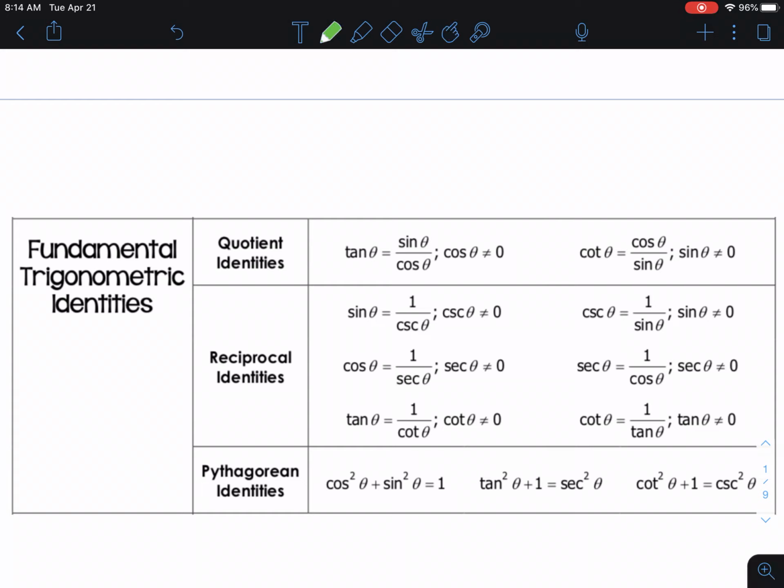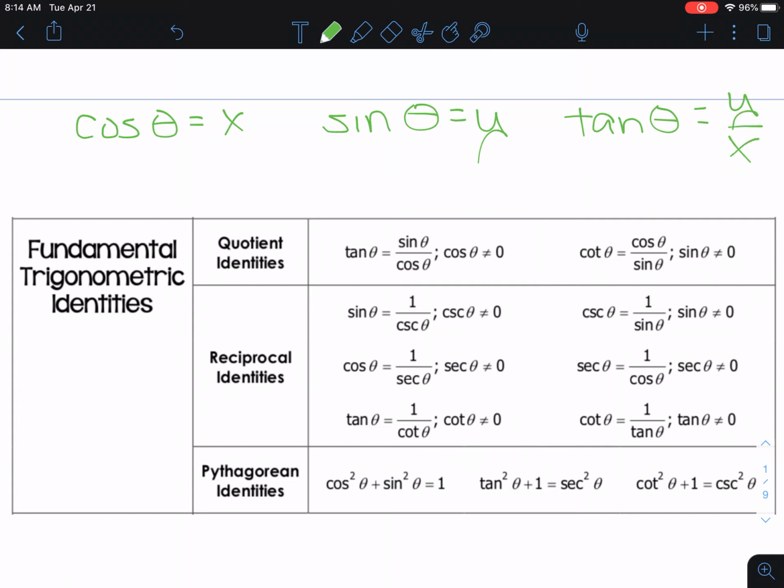First of all, if you remember in the unit circle, cosine theta is x, sine theta is y, and tangent is y over x. So another way to say that: y we already know is sine theta and x is cosine theta. So we can also write tangent as sine theta over cosine theta, and that's where this first one comes in.